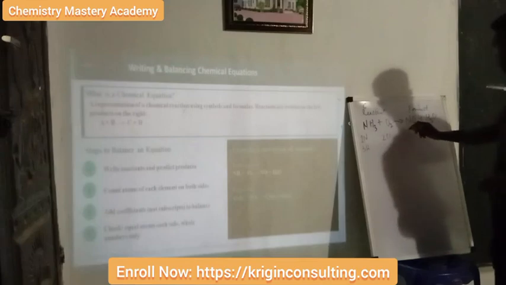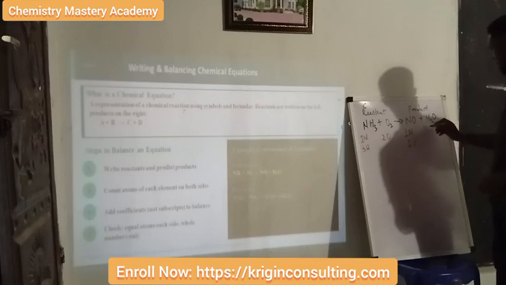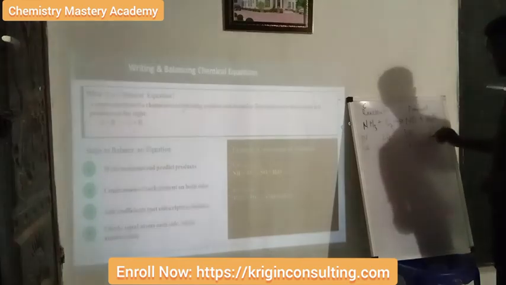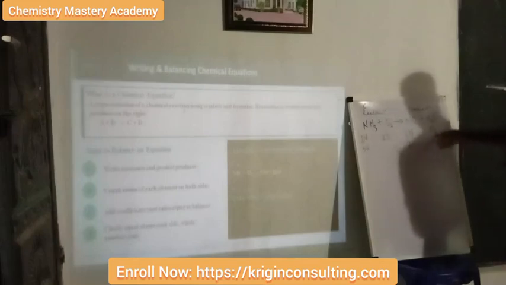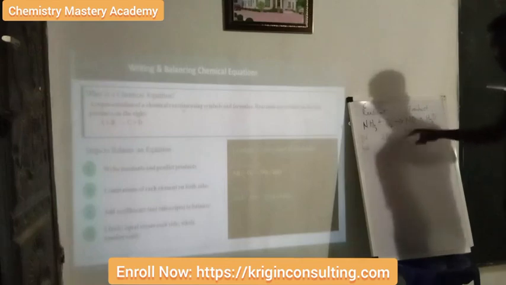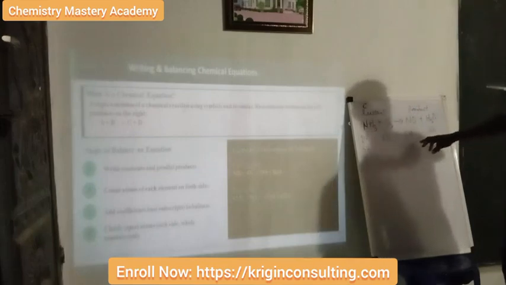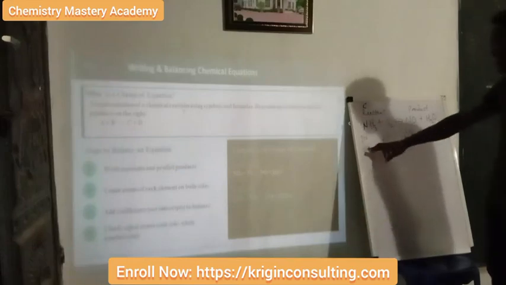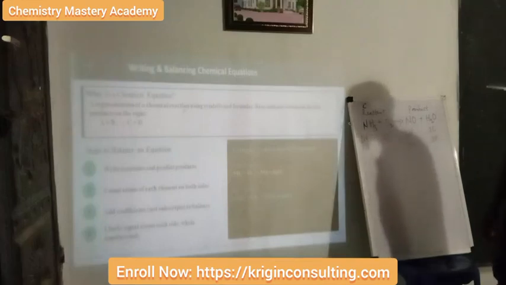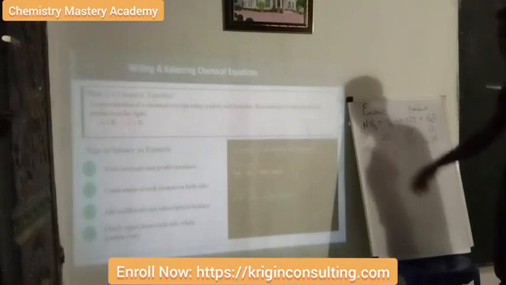Now, let's come to the product side. How many nitrogen do we have? We have one. How many oxygen? We have one here, then we have another one here, and then we have two hydrogen. Now, if you look at this, nitrogen is one here, is one here. Oxygen here is two, oxygen here is also two. But hydrogen is three here, but it's two here. So we need to balance the hydrogen.